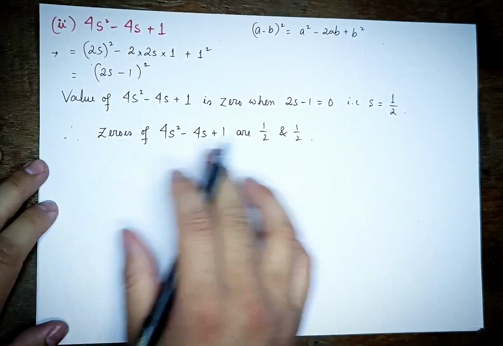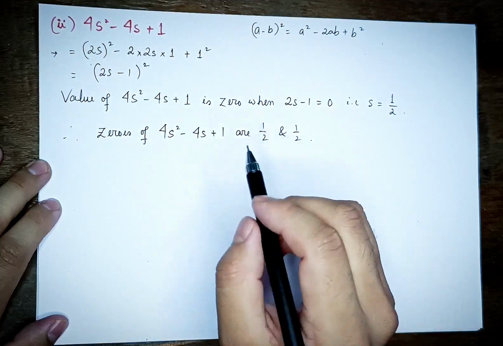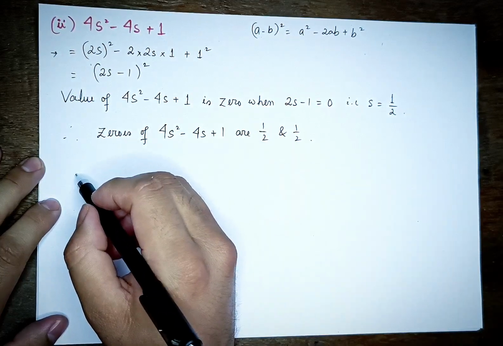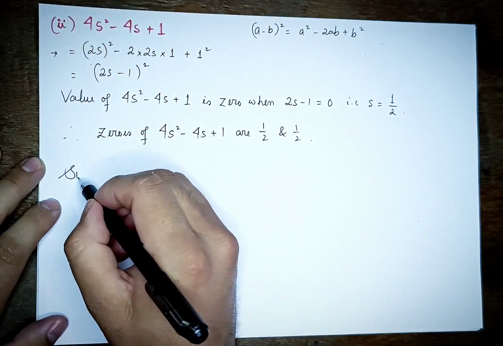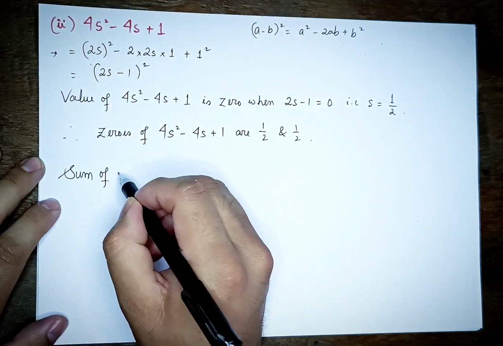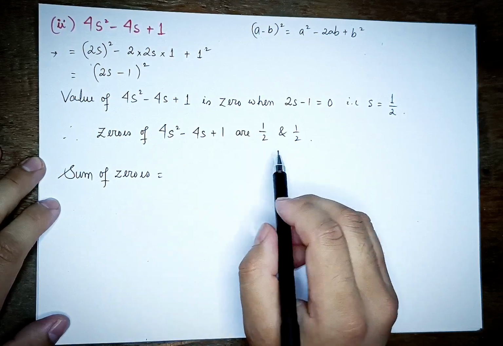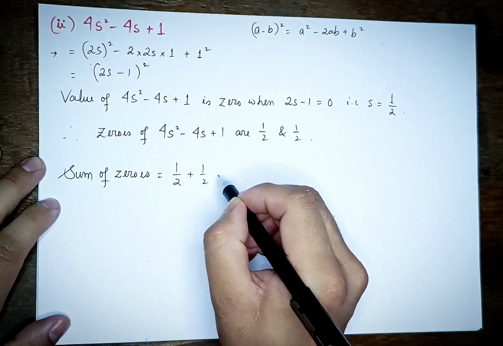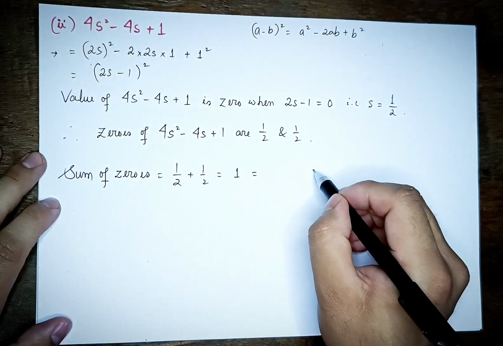Okay, we have found the zeros of this quadratic polynomial. Now let's find the relationship between the zeros and the coefficients. Sum of zeros is equal to, here our zeros are 1 by 2 and 1 by 2. So 1 by 2 plus 1 by 2. Adding these two, we get 1. Leave a blank here and write.